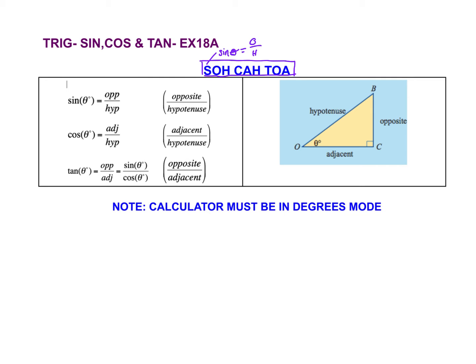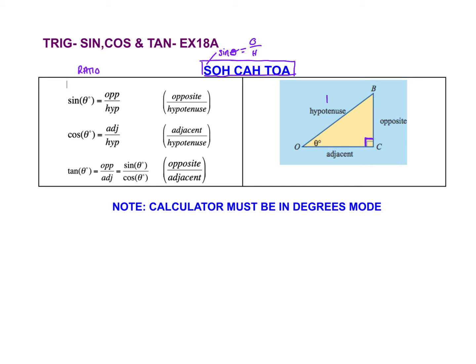Now, these formulas, sometimes they call them ratios, they're the rules. These rules are used only in a right angle triangle, so it has to be a right angle triangle. You have to know it's a right angle triangle to use it. Otherwise you can't.